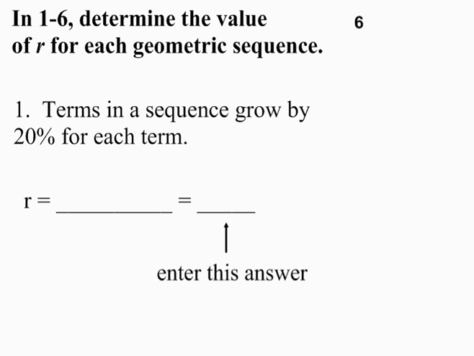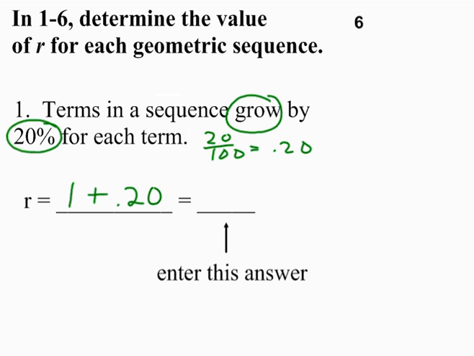Okay, so let's take a look at problem number 1 on your sheet. It says terms in the sequence grow by 20% for each term. So you see the keyword grow and you see 20%. So right away, since I know it's grow, it's 1 plus. I take my 20%, divide by 100, and I get 0.20. I add that to 1, and I get 1.20. This is my answer.